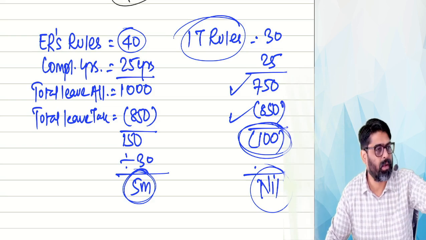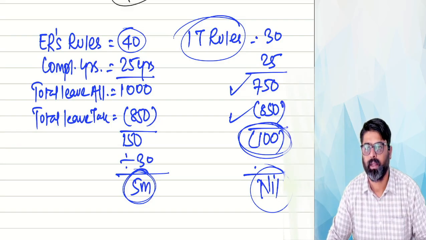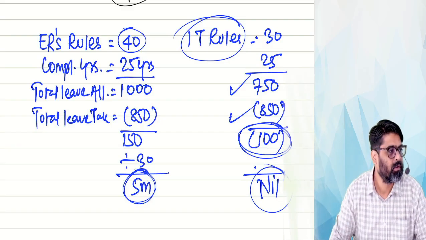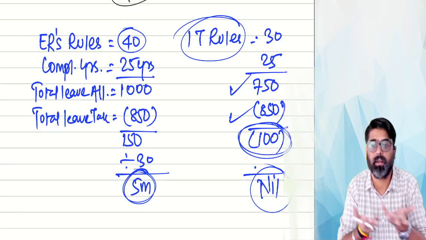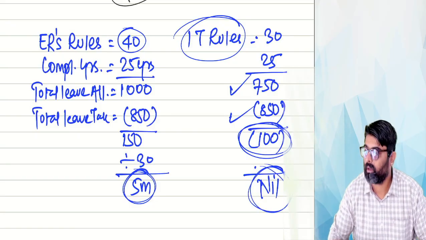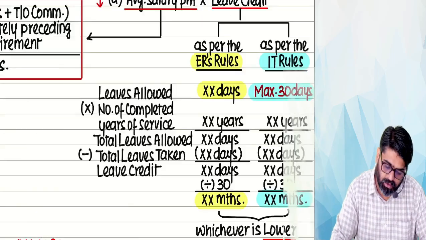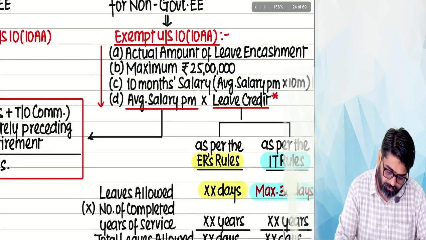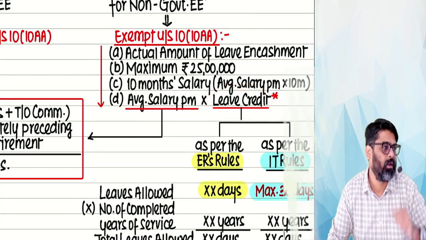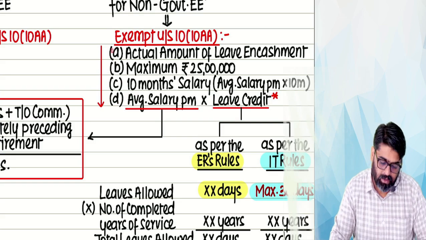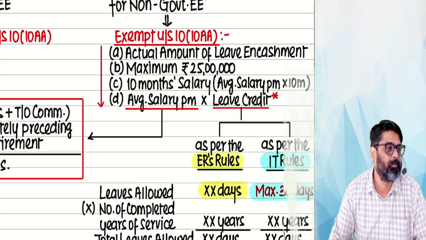Take the encashment of 5 months from your employer. But don't expect that we are going to give you any exemption, because according to us, there is no leave standing to your credit at the time of retirement. It is nil. So nil or 5 months, whichever is lower. How much are you going to take now? Nil. So nil into average salary will be nil. So this limit D will be nil. A, B, C, D, whichever is lower, nil, meaning no exemption.